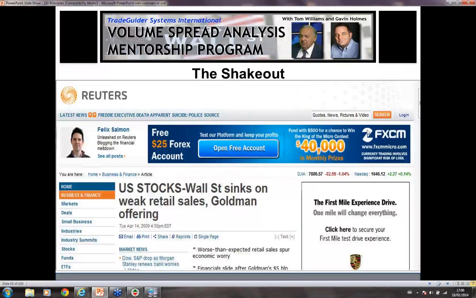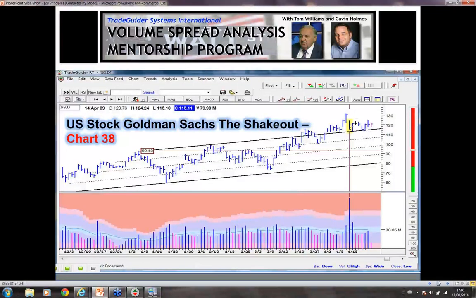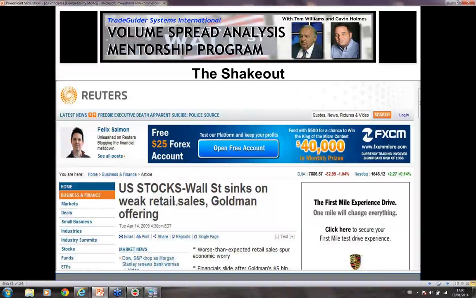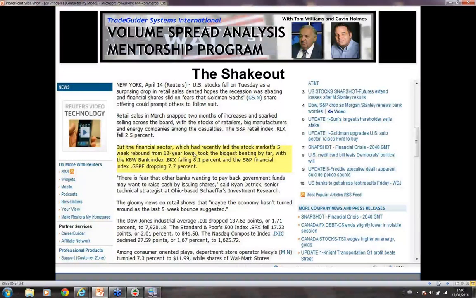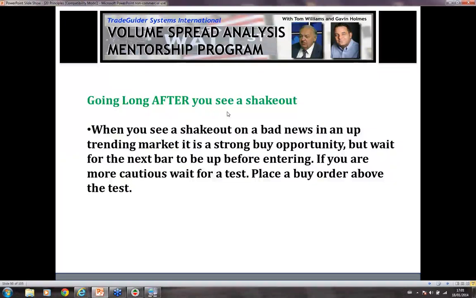In fact, on this particular shakeout here in Goldman Sachs, it was news-based. Goldman sinks on retail sales, Goldman offering. But the financial sector, which had recently led the stock market's 5-week rebound from 12-year lows, took the biggest beating by far. And so basically the news is bad, and that allows professional money to buy at lower prices.